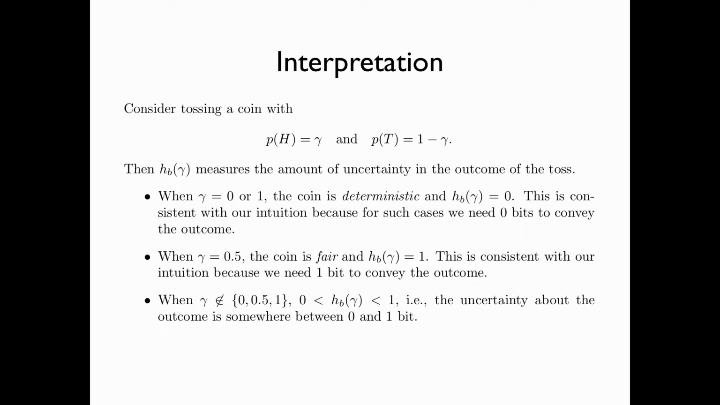When gamma is between 0 and 1, and gamma is not equal to 0.5, the binary entropy function h_b(gamma) is between 0 and 1. That is, the uncertainty about the outcome is somewhere between 0 and 1 bit. This interpretation will be justified in terms of the source coding theorem later in the course.